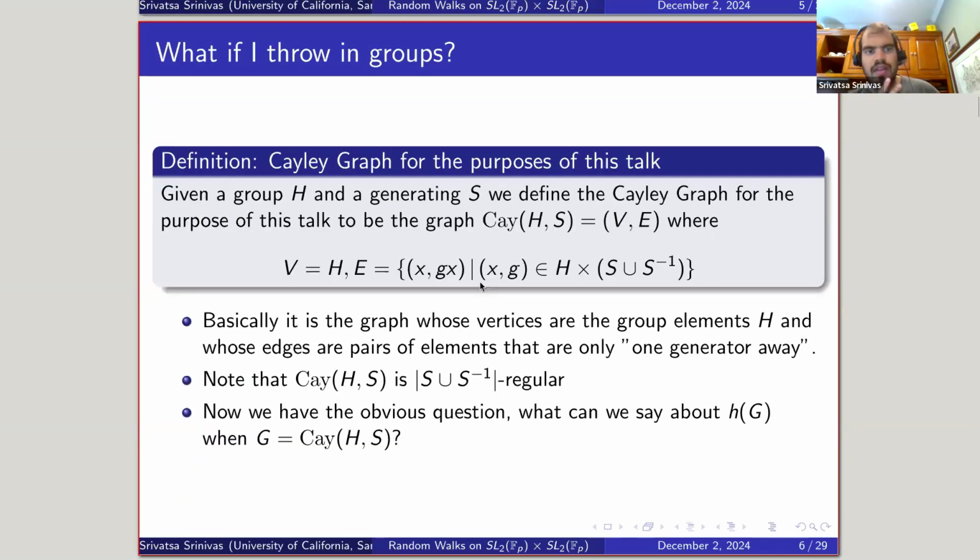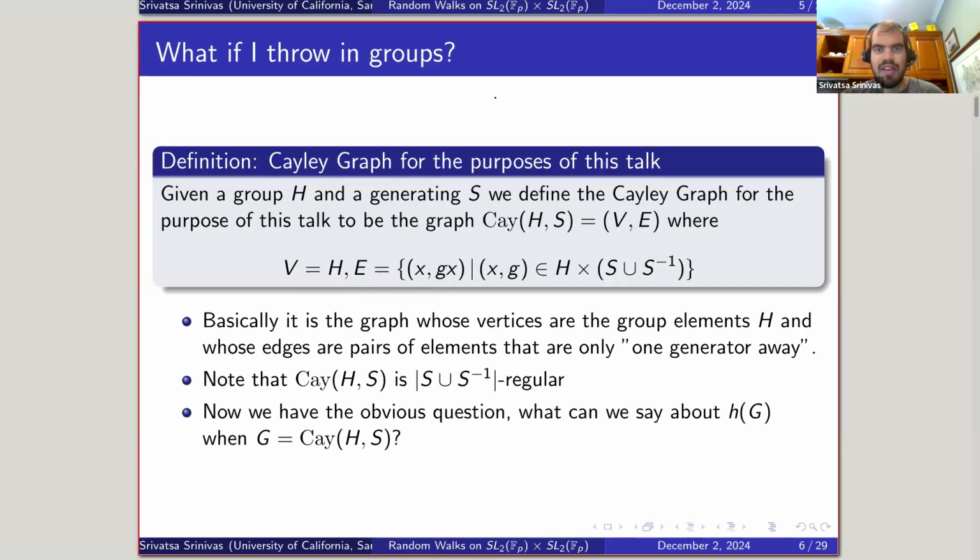All right. So given a group H and a generating set S, we define the Cayley graph, for the purpose of this talk, to basically be the vertices being H, that is, your vertices are elements of the group, and your edges connect an element of the group to another element of the group which is only one multiplication away, using the generating set and its inverse.